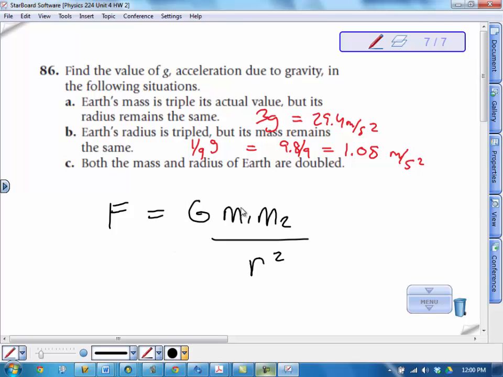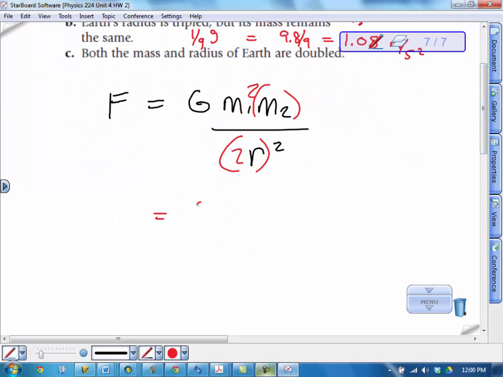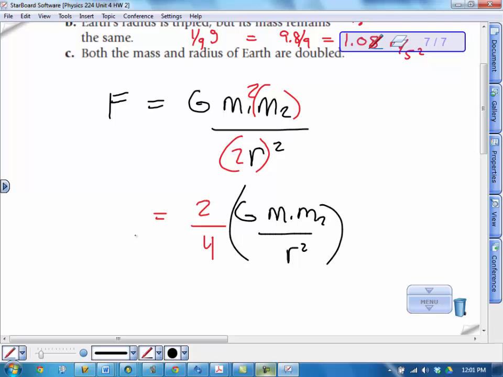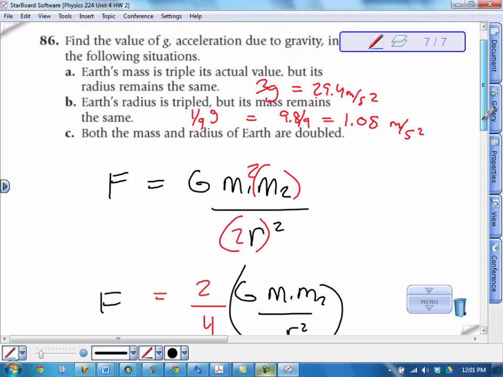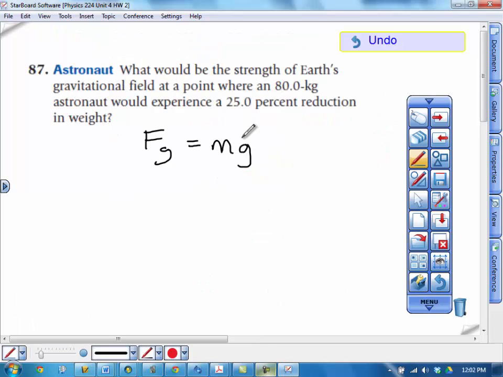All right, for part C, if the mass and the radius were both doubled, well then the mass is doubled, but the radius is also doubled. You would need to square that and pull that out, so the 2 can be pulled out, and the 2 squared is going to get pulled out as a 4. And here is the original force due to gravity, and the next one's going to be 2/4 of that, which is 1/2 of that. 1/2 g is the answer, or approximately 4.9 meters per second squared, if the mass and the radius are both doubled.